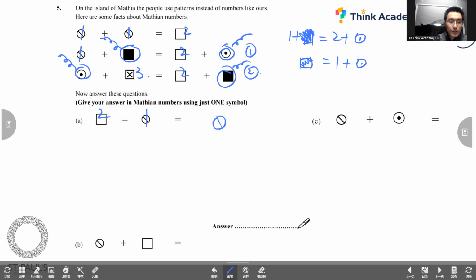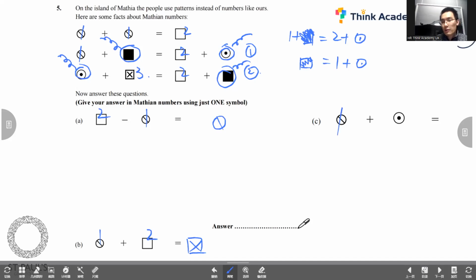Okay, and then question B, forbidden sign plus a square. This is 1, this is 2. It is 3, but we need to write it in symbol. Which symbol represents 3? The crossed square is 3. Okay, that's question B. And then for question C, the forbidden sign is 1 plus the dotted circle.